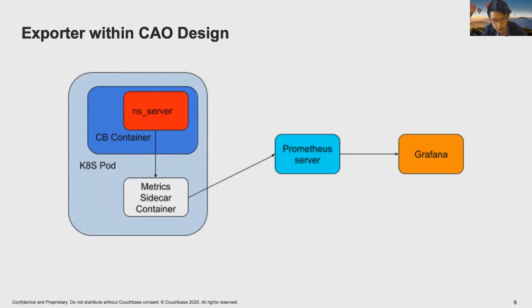So we first focused on the Autonomous Operator design. This is our initial design with each Kubernetes pod containing a Couchbase container. The metric sidecar container basically will run the exporter, and this will query NS server and the REST API statistics within Couchbase. Once this has converted Couchbase metrics into Prometheus key value pairs, they can be consumed by Prometheus server, and then from Prometheus server we can export those statistics into Grafana, and then we can build custom dashboards.